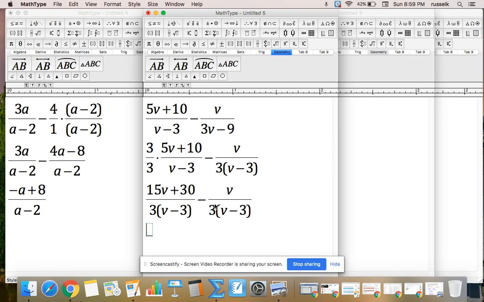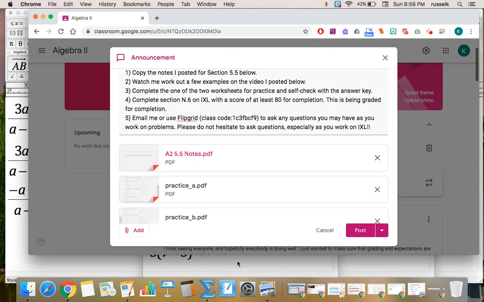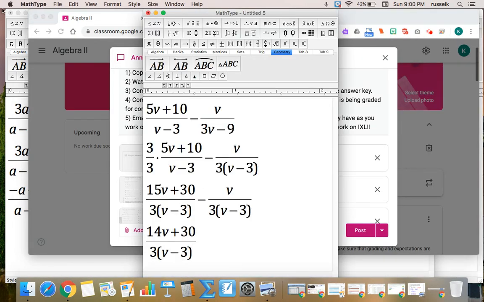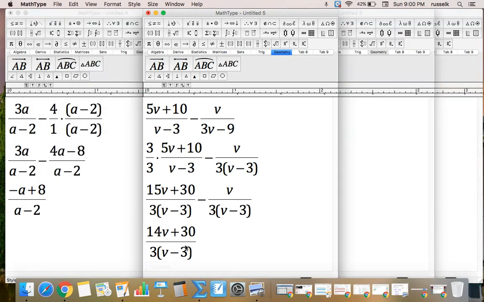And now that we have common denominators, we can go ahead and subtract the top. So we have 15v minus 1v, which is 14v. Nothing to combine with the 30, so it stays as plus 30. And then we keep our common denominator, 3 times v minus 3. Again, we always want to check to see, can we simplify? But in this case, there's nothing that can simplify there.